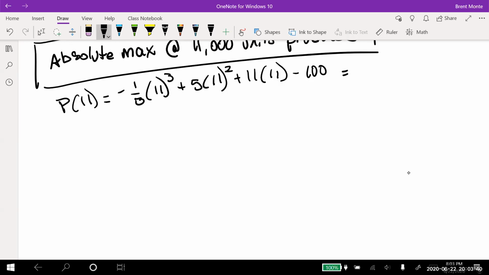We'll put the answer right here. So let's see. I get -1 divided by 3. I'm just going to hit equal. So I get -0.3 repeating times 11 cubed plus 5 times 11 squared plus 11 times 11 minus 100. And I get 182.333 repeating.